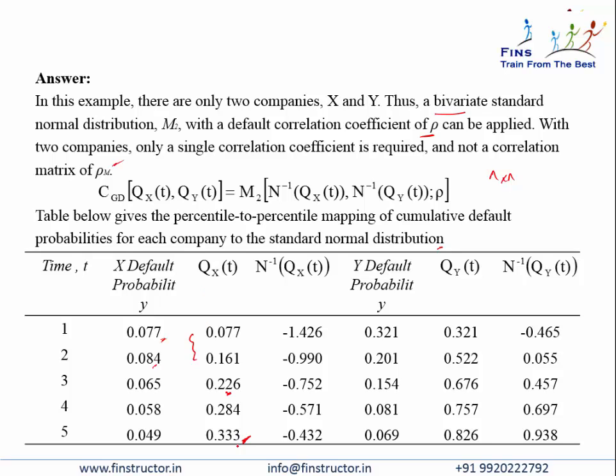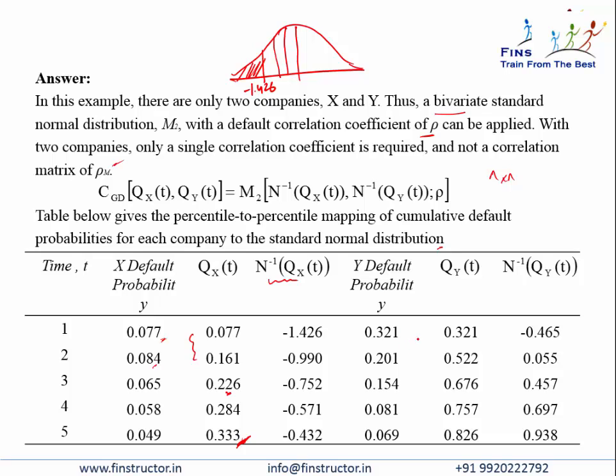So for this particular percentile, we'll compute the standard normal variable. If we take the standard normal distribution, then a 7.7% probability, or a cumulative probability of 7.7%, implies a value of minus 1.426 standard deviations from the mean. 16.1% will imply minus 0.99. 0.33 will imply a value of minus 0.432.